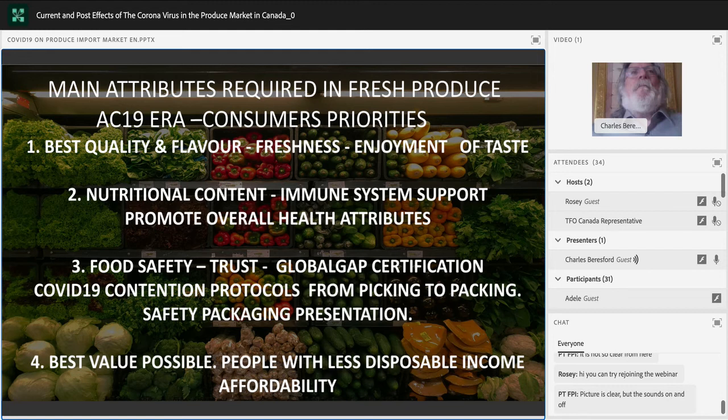But as of January 2021, nobody will be able to sell any food item here, especially produce, that is not GlobalGAP certified, right? And from picking to packing, you have to have the COVID-19 containment protocols in place and a safety packaging presentation if possible. And of course, last but not least, and most important, best value possible. There are going to be a lot of people with less disposable income, so food has to be affordable. Make it affordable, right? Let us not be speculative. This is not the time.